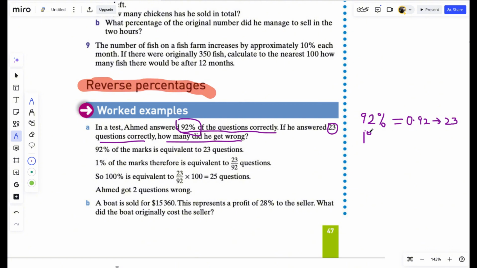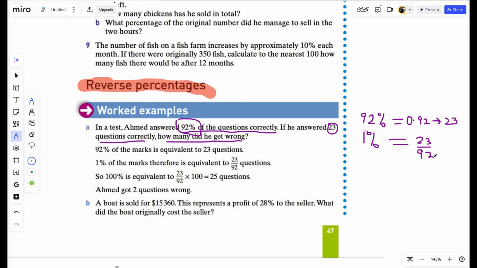For this question, even if you don't convert to decimal, it's fine. 1% will be what? You say 23 divided by 92. What is on your right divided by what is on your left. So if 92% is 23, 1% will be 23 divided by 92. It kind of makes sense if you check it. It gives you 0 point something, something, something.